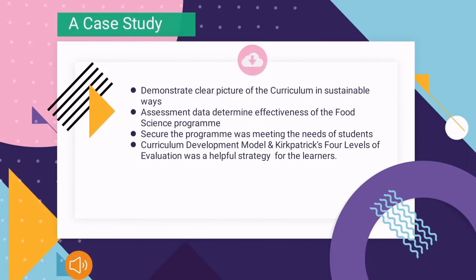So, the case study demonstrates how a clear picture of the curriculum can be drawn from a variety of perspectives in sustainable ways. The process can then be repeated over time using the same sources, methods, and questions. In this way, an evolving curriculum supports an ethos of continuous quality improvement on the journey to well-educated, successful graduates. Combining Kirkpatrick's four levels of evaluation with a curriculum development model has resulted in intentional and sustainable choices in numerous departments at the University of Guelph.